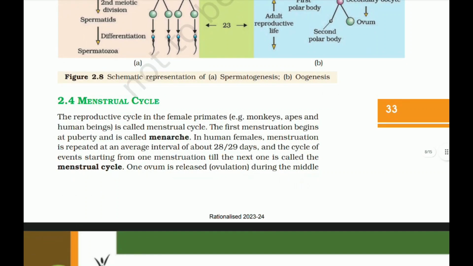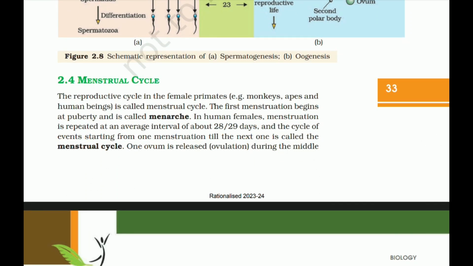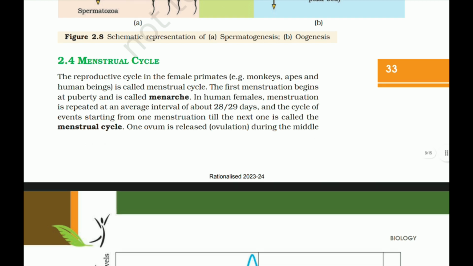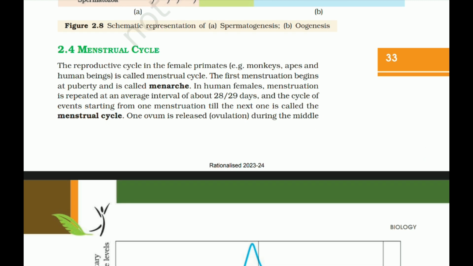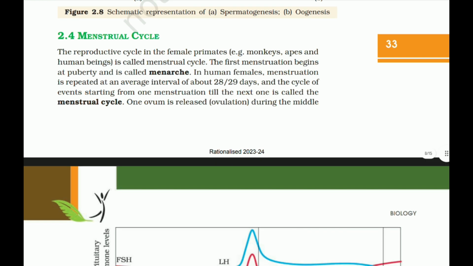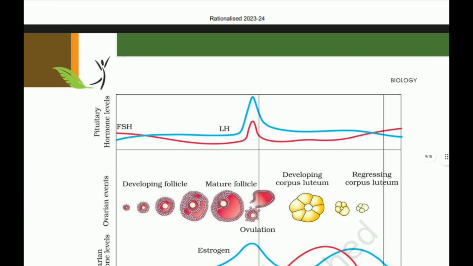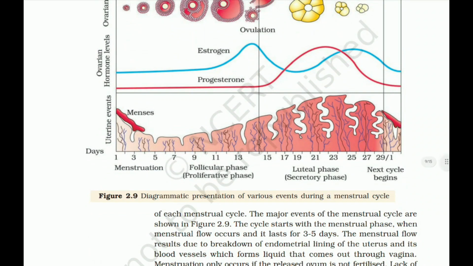Menstrual cycle. The reproductive cycle in the female primates, for example monkeys, apes, and human beings, is called the menstrual cycle. The first menstruation begins at puberty and is called menarche. In human females, menstruation is repeated at an average interval of about 28 to 29 days, and the cycle of events starting from one menstruation till the next one is called the menstrual cycle. One ovum is released (ovulation) during the middle of each menstrual cycle.